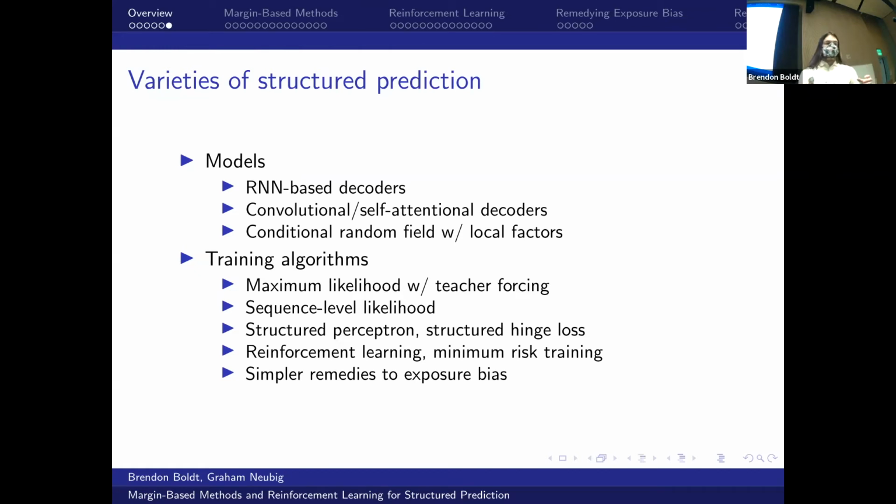As a baseline, maximum likelihood with teacher forcing is going to be our implicit baseline, and we're going to try to improve and compare against this. We're going to briefly talk about sequence level likelihood and shift that right into a discussion about the structured perceptron and structured hinge loss. Then we're going to change directions, talk about reinforcement learning and minimum risk training. And then we're quickly going to review some simpler methods to remedy exposure bias.